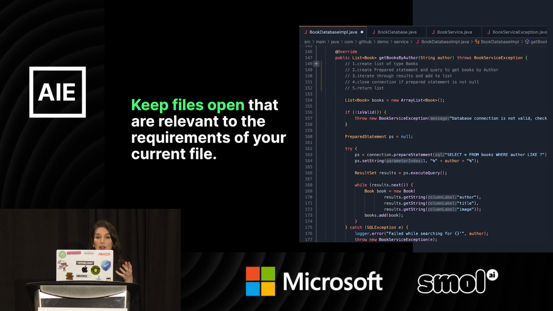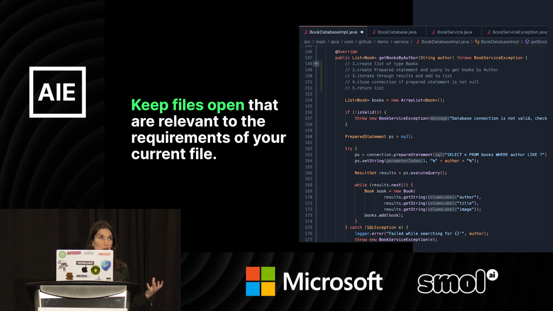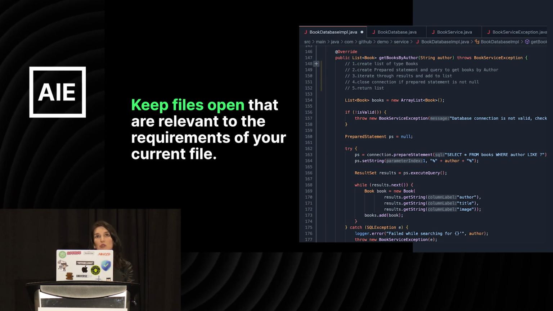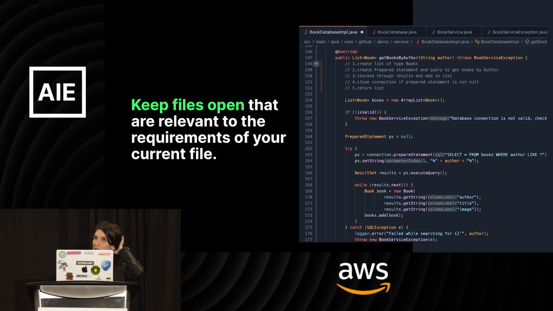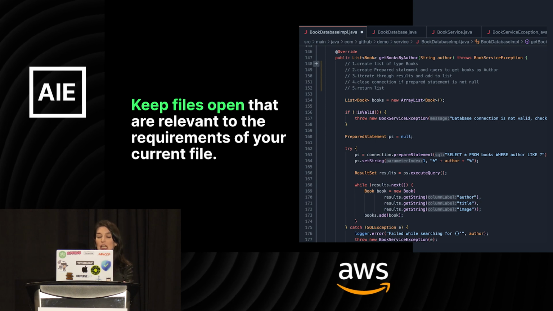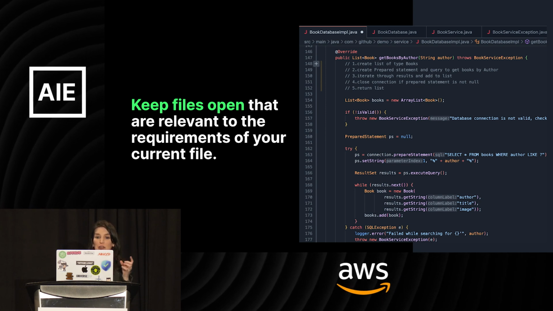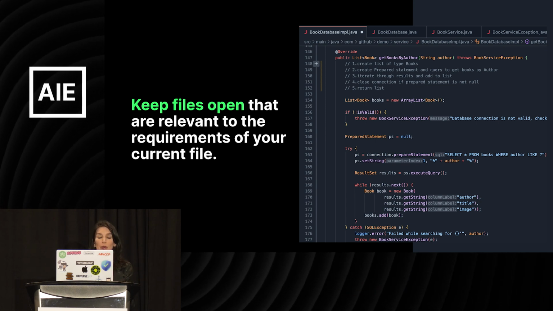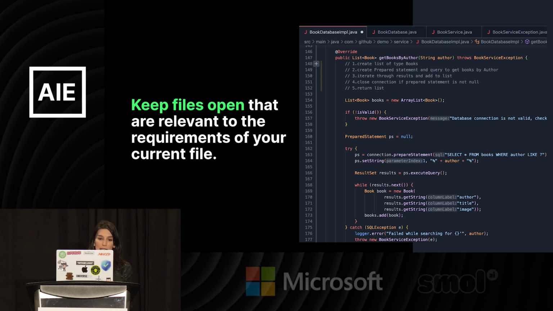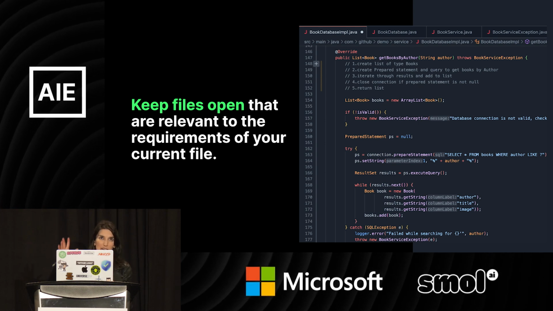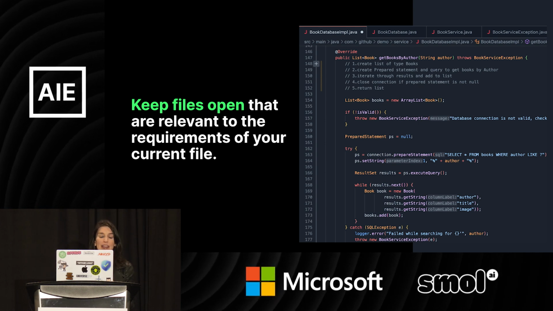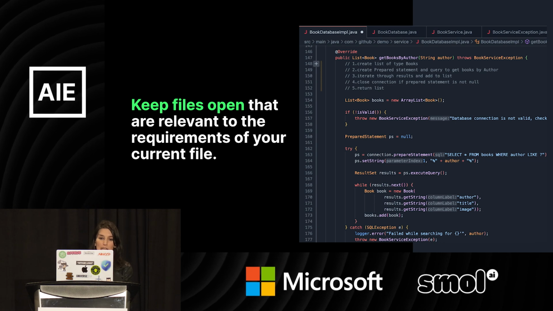And then again, keeping files open that are relevant to the requirements of your current file. This is great. If you want to call in other things from your broader code base, you can use the @workspace agent. But keeping those relevant files open is going to help as well. Again, there are still going to be limitations by how much context everything can take in, but this is getting better all the time.